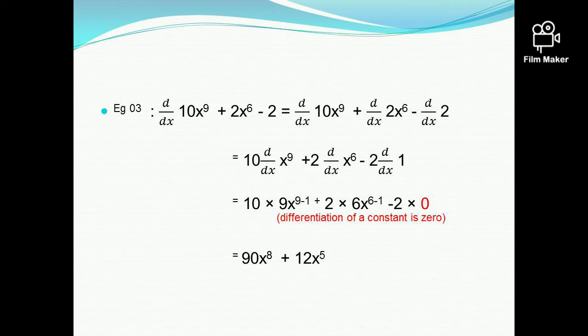Now the answer turns into 10 times 9 x to the power 9 minus 1 plus 2 times 6 x to the power 6 minus 1 minus 2 into 0. Because differentiation of 1 is a constant, therefore the answer is 0. Then you can write your final answer as 90x to the power 8 plus 12x to the power 5.